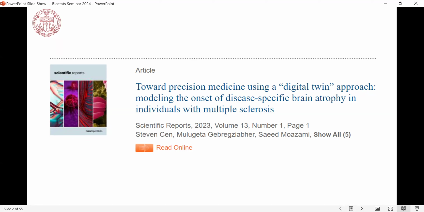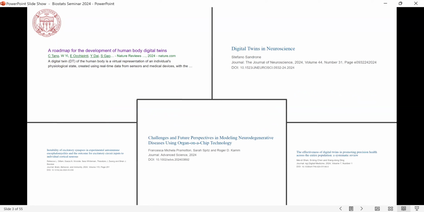The study was published in Nature Scientific Reports in 2003. This paper got a lot of attention and good citations. We got citations from Nature Reviews, and from the very high impact Nature Digital Medicine. We also got citations from Advanced Science, with all high impact journals, and the Journal of Neuroscience.